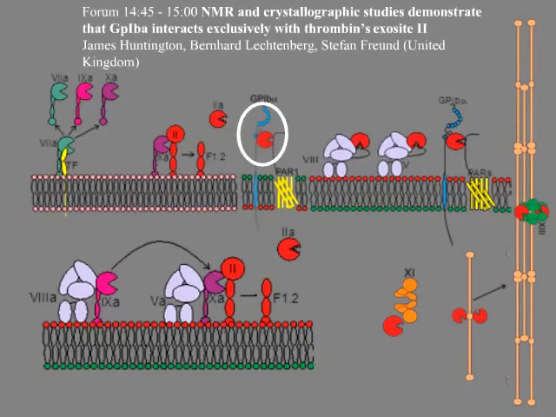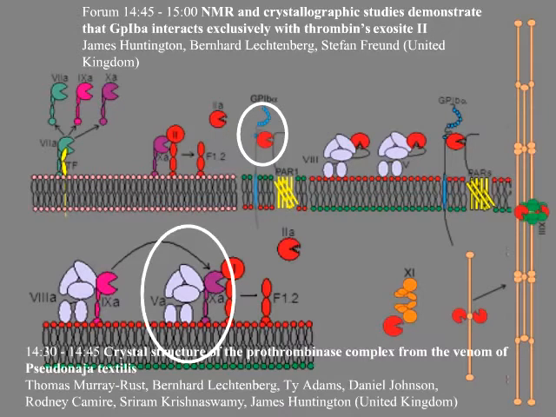And there are a couple of talks that I want to draw your attention to. I'm actually giving a talk later this afternoon on behalf of a former graduate student, Bernard Lechtenberg, showing how GP1B alpha interacts with thrombin. And there is a talk also by a postdoc in my group. He solved the structure of the Pseudonaya textilis prothrombinase complex, and that's a very interesting structure, a very interesting talk.